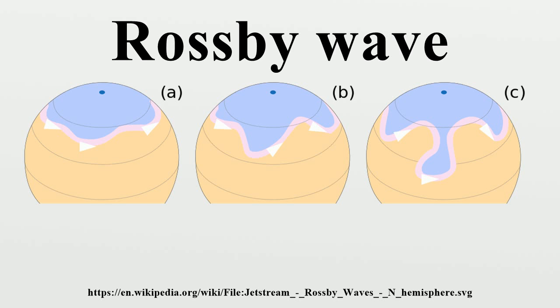Oceanic waves. Oceanic Rossby waves are large-scale waves within an ocean basin. They have a low amplitude, on the order of centimeters to meters, compared to a very long wavelength, on the order of hundreds of kilometers. They may take months to cross an ocean basin.